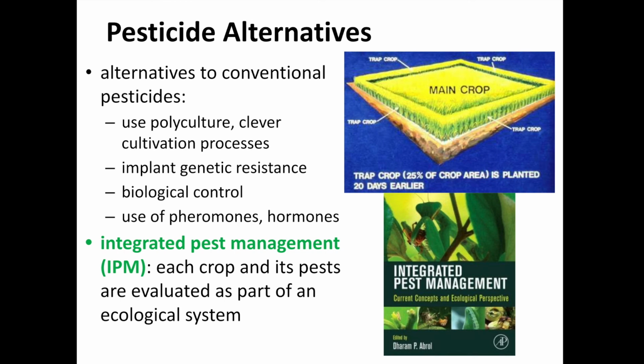There's a lot of alternatives that we can use, and right now integrated pest management is the practice of basically looking at each crop, looking at the pests that affect it, evaluating what the best method is, whether it's a combination of pesticides and polyculture and biocontrol and trap cropping, etc., to care for that crop in a way that is more sustainable.